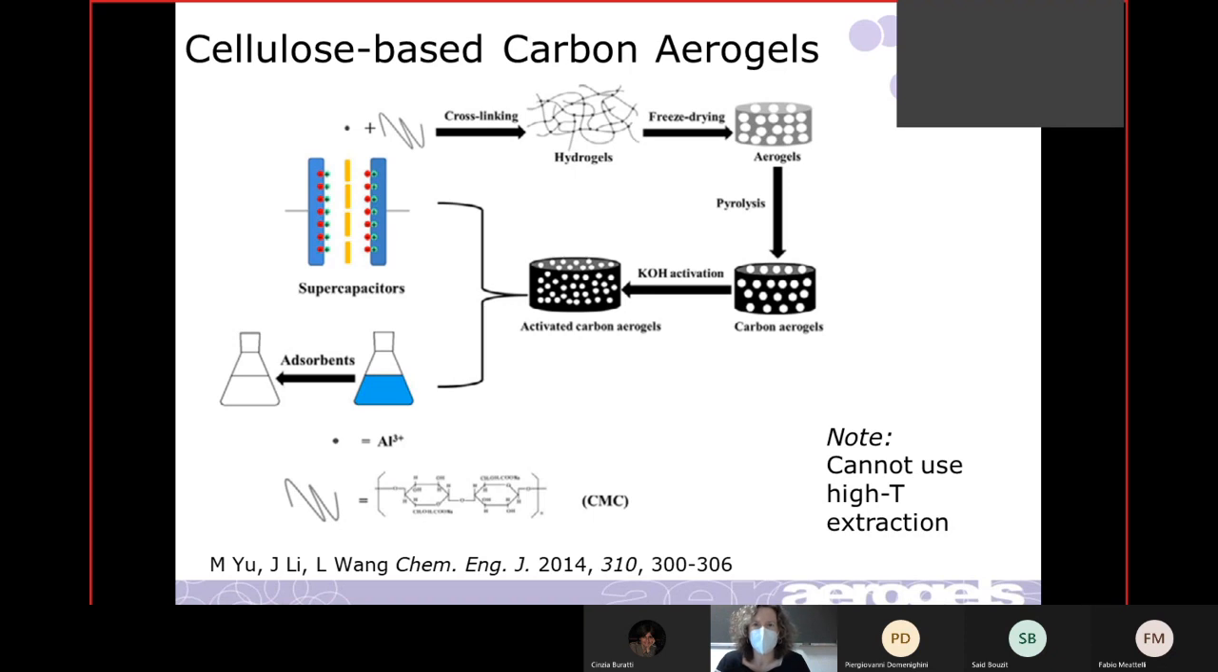Okay, so here's an example of cellulose-based carbon aerogels, in this case for a supercapacitor application. We're starting out with some species, and this is a polymer. So they're showing this squiggle to show that we've got some sort of cellulose. They cross-link these together to make hydrogels. And hydrogels are just another term for wet gel. Okay, so we have a wet gel here.